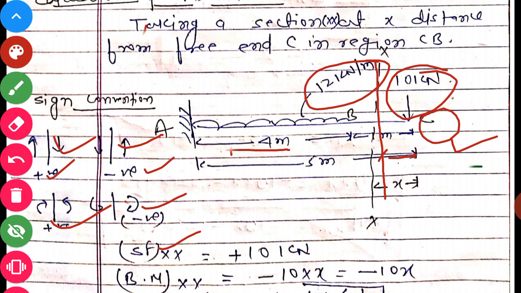In the case of bending moment, if the section having right side is clockwise movement and left side is anti-clockwise movement, in that case we take the bending moment positive. And if the section having right side clockwise movement and left side anti-clockwise movement, in that case we take the bending moment negative. Okay, so first we calculate the shear force at section XX, and after that we calculate the bending moment at section XX.